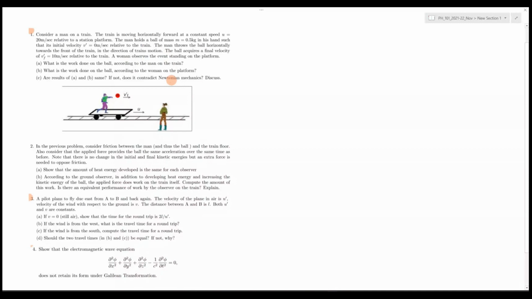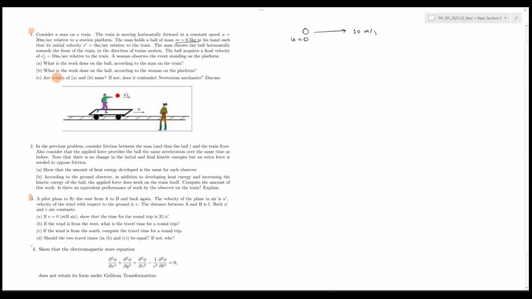In the first problem, consider a man moving on a train. The train is moving horizontally forward at a speed of 20 meters per second. This speed is given with respect to the platform, and the man holds a ball of mass 0.5 kg. Its initial velocity was 0, and finally its velocity changes to 10 meters per second with respect to the man.